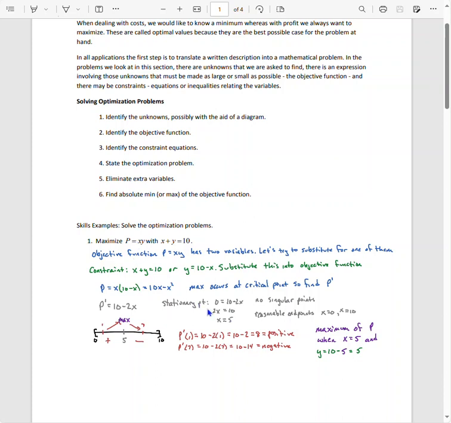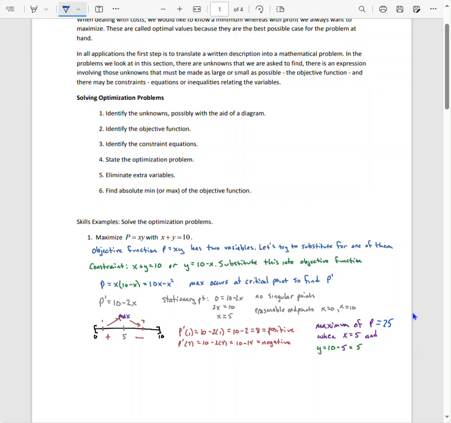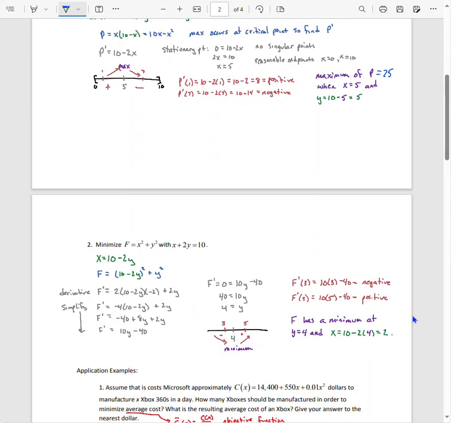So 5 times 5 is the largest product we could have, where the two numbers 5 and 5 add to be 10. So a maximum value of P when x equals 5, and our y value is also equal to 5. And we should say maximum value of P equals 25 when I have my x and my y values. All right. Let's do another one.